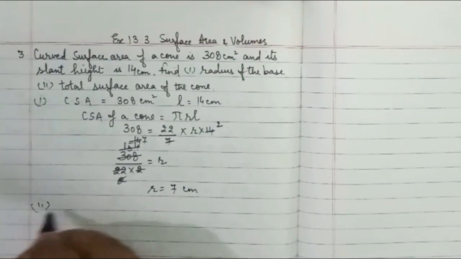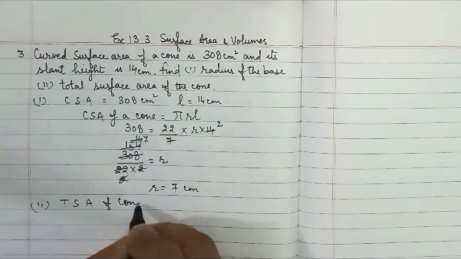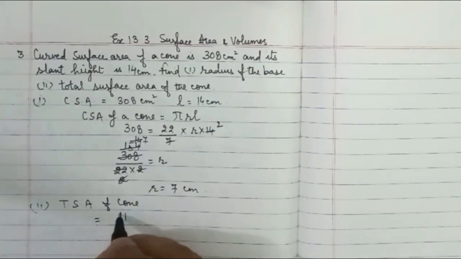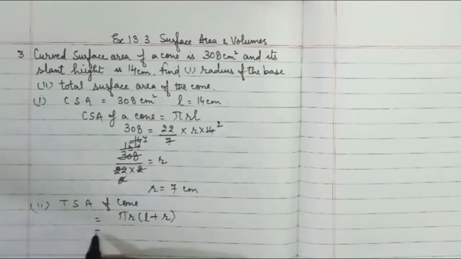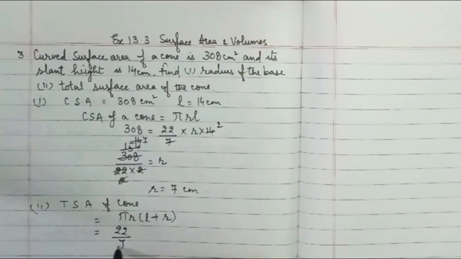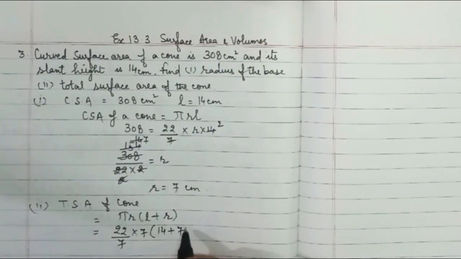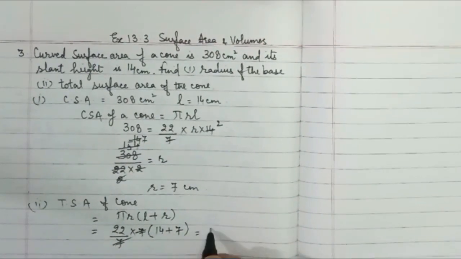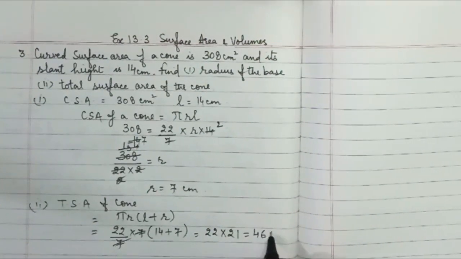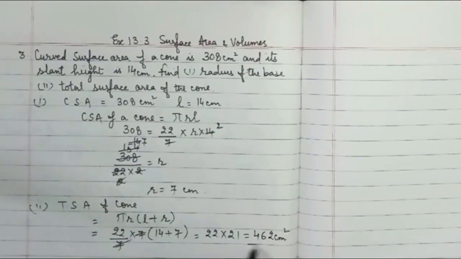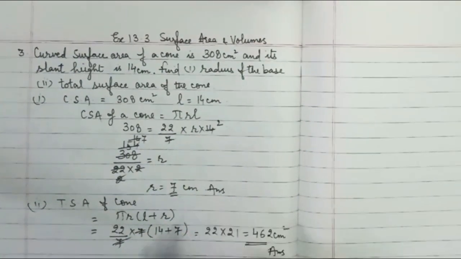Now coming to TSA of cone. It is equal to pi r L plus pi r squared, which is equal to 22 upon 7 into 7 into 14 plus 7, which is equal to 22 into 21, which is equal to 462 centimeter square. This is the answer. Okay.